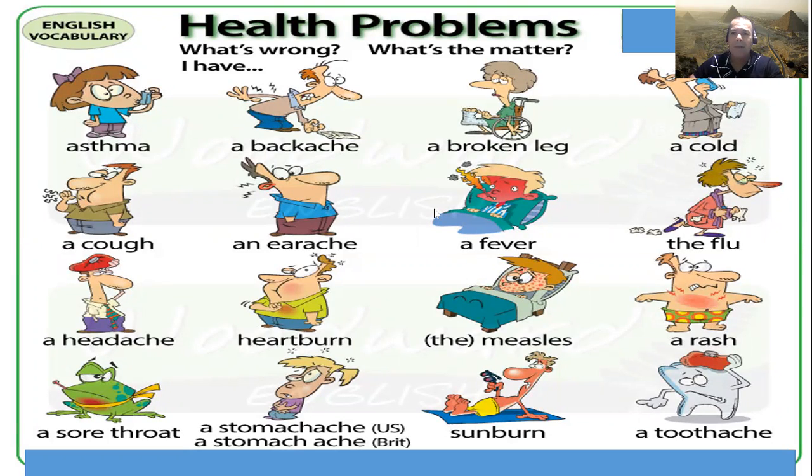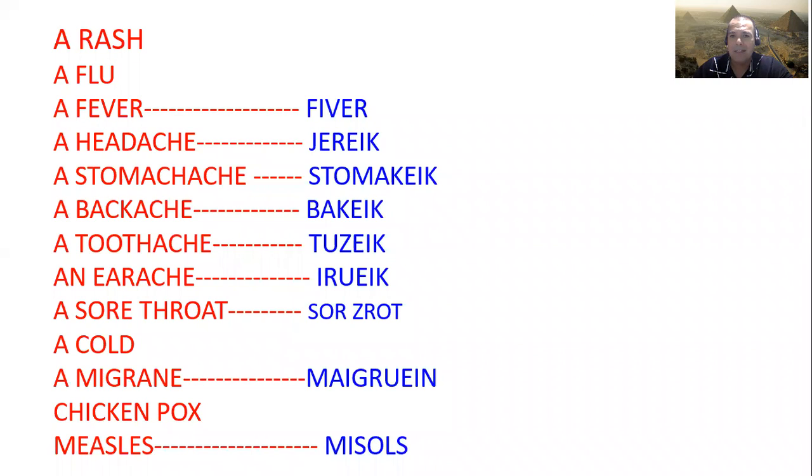All right, so maybe the pronunciation can be a problem. But I have the next slide for you with the pronunciation. Check it out. This is the other slide with the pronunciation. So we're gonna go through this together. Number one is a rash, a flu, a fever, a headache, stomachache, a backache, a toothache, an earache, a sore throat, a cold, migraine, chicken pox, and also measles.